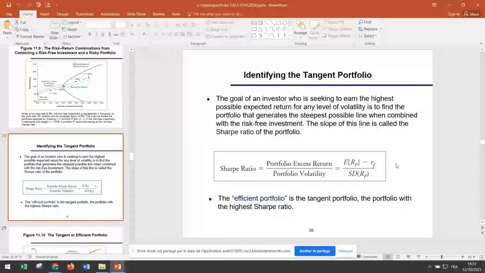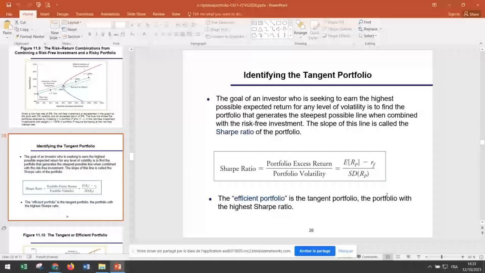And to measure this, we can compute the Sharpe ratio, and this Sharpe ratio will help us evaluate which portfolio provides a better outcome among all the investment possibilities you have. So the efficient portfolio can also be defined as the tangent portfolio, the portfolio with the highest Sharpe ratio.